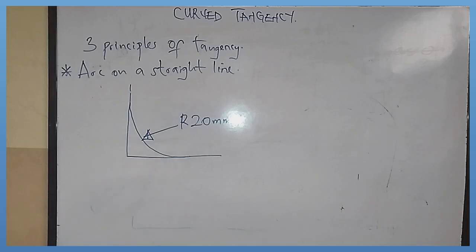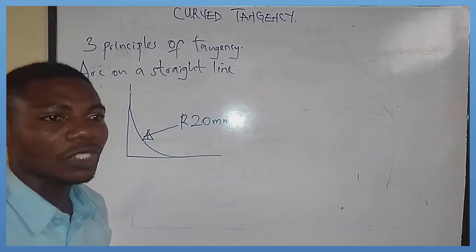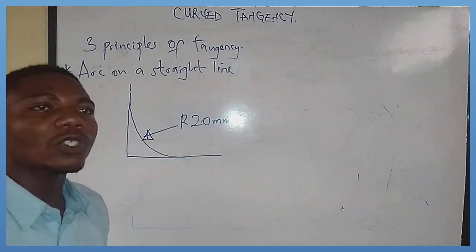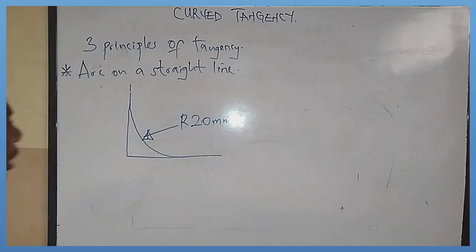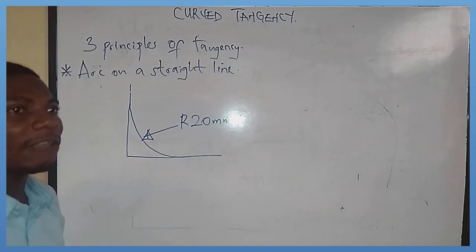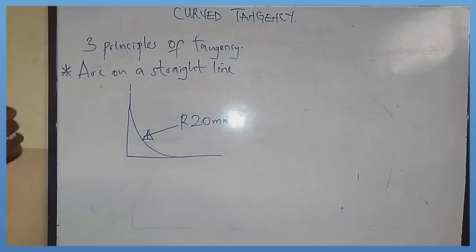I don't know whether we've seen some components in our various homes, such as the edge of a table, or the edge of several solid objects. This portion is also known as a fillet. So how do I produce this? I am going to apply this first principle of tangency.